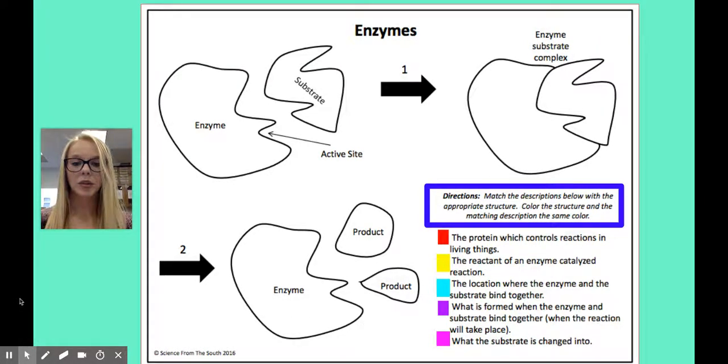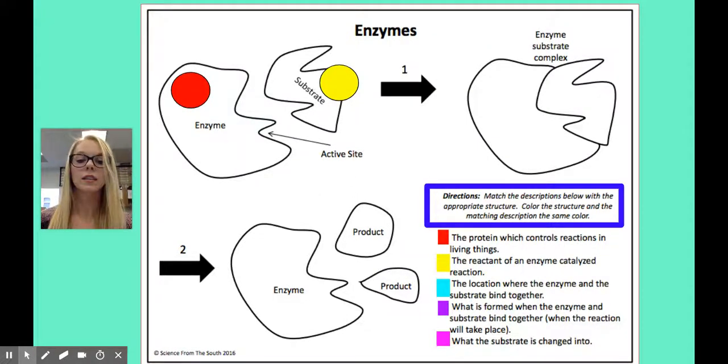The protein which controls reactions in living things is the enzyme. The reactant of an enzyme-catalyzed reaction is known as the substrate. The location where the enzyme and the substrate bind together is called the active site. The enzyme-substrate complex is what is formed when the enzyme and the substrate bind together. At the end of the reaction, the substrate is changed into the product.